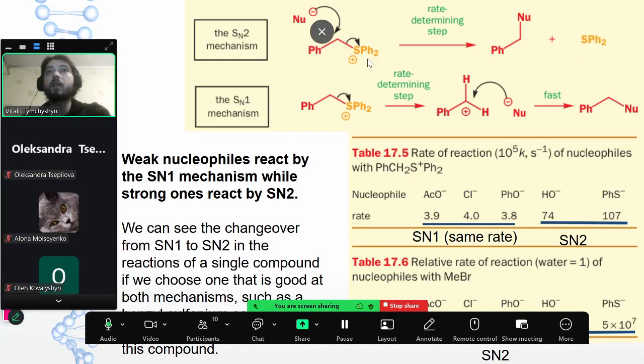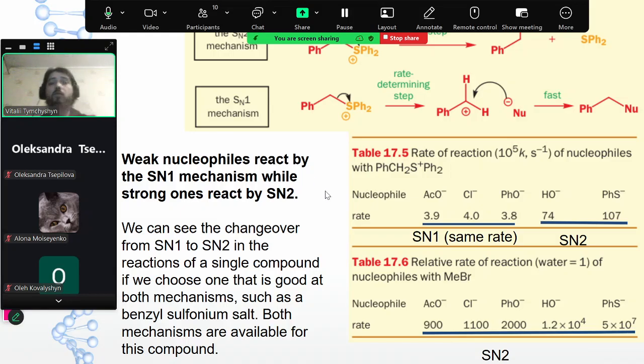So here are once again these two mechanisms, SN1 and SN2. SN1: rate determining step, the leaving group leaves. The second step, a fast step, the nucleophile attaches. SN2 reaction: the nucleophile attacks and at the same time rejects the leaving group.